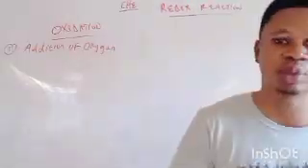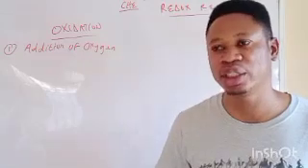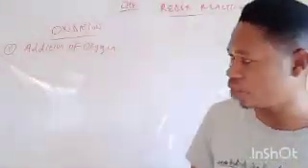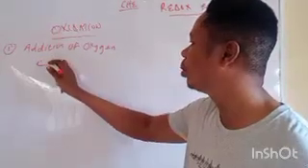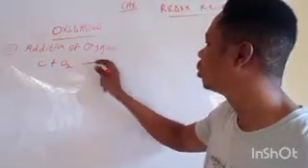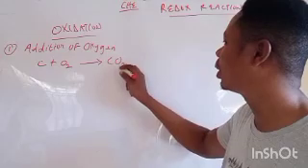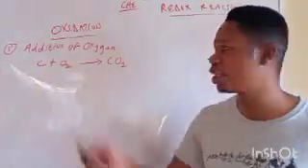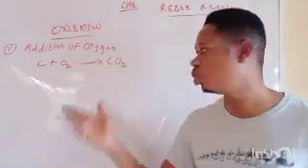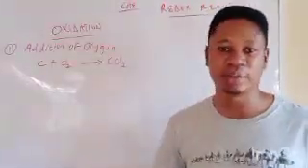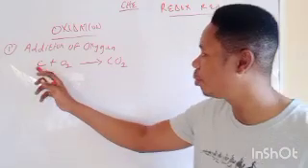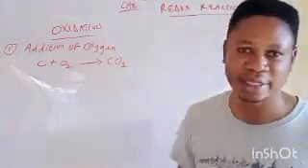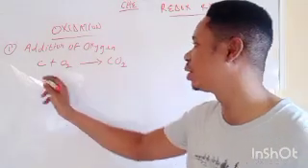Now let me give you a simple equation or reaction. It involves carbon and oxygen. When carbon reacts with oxygen to give you carbon 4 oxide, carbon reacting with oxygen produces carbon 4 oxide. This simple reaction is an oxidation reaction because carbon gains oxygen. So I can say carbon is oxidized.